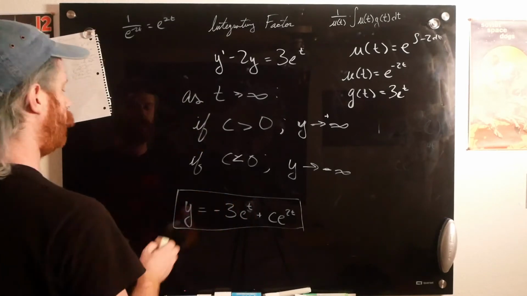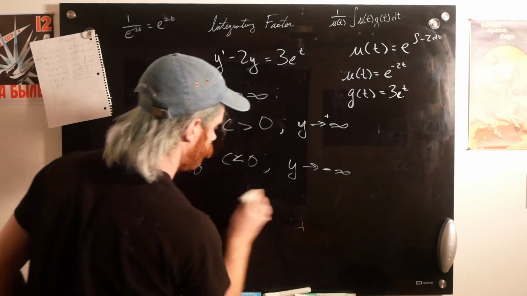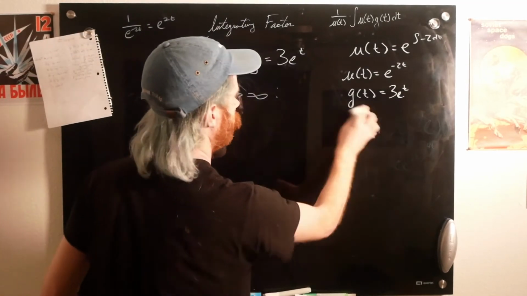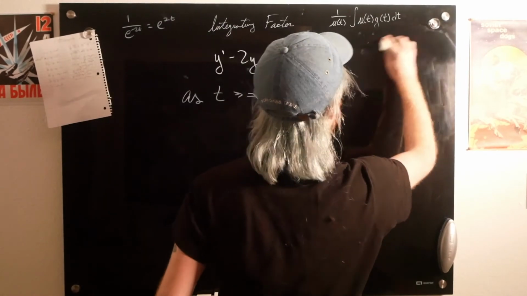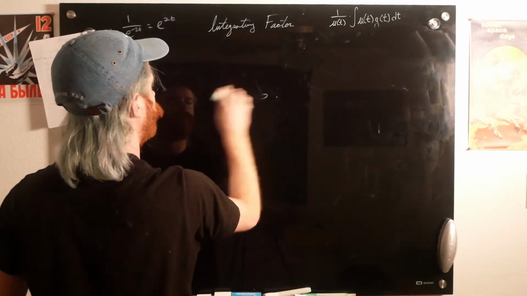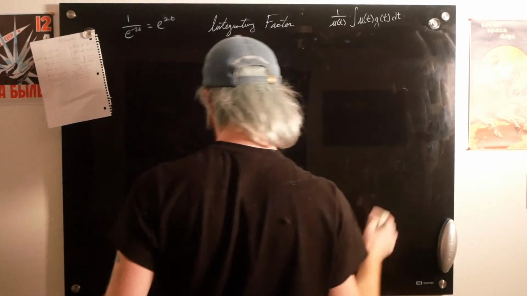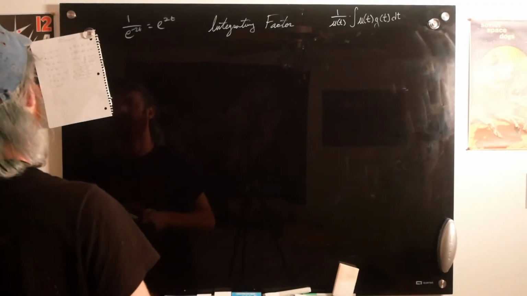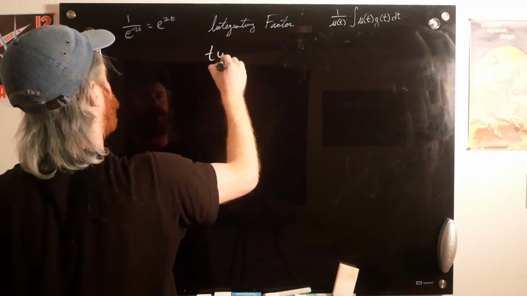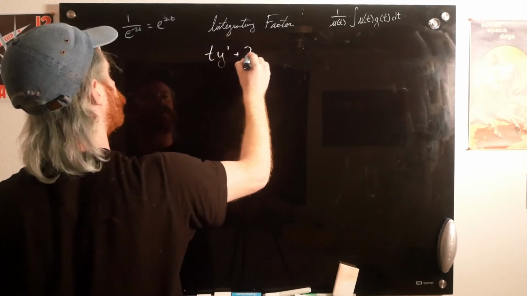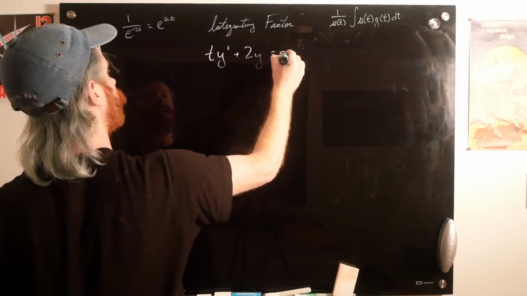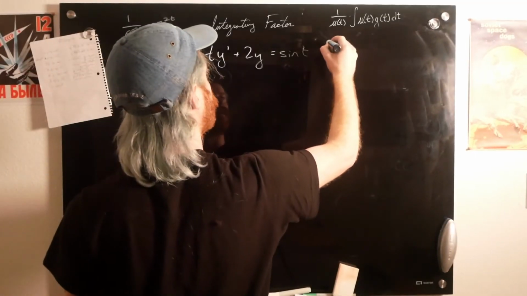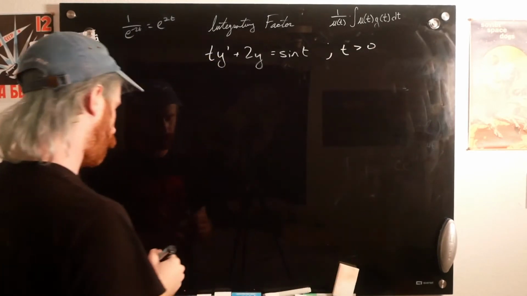So let's do another one. t y prime plus 2y equals sine of t, where t is greater than 0.